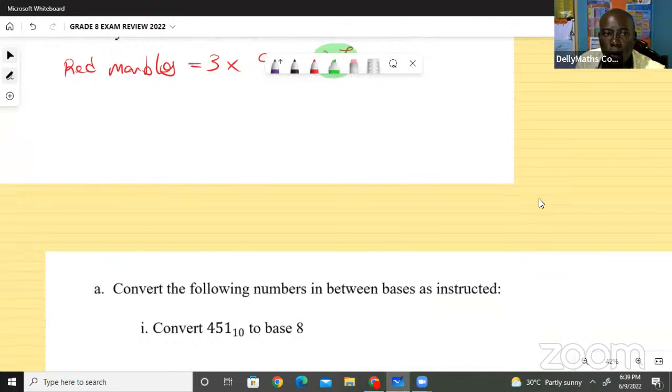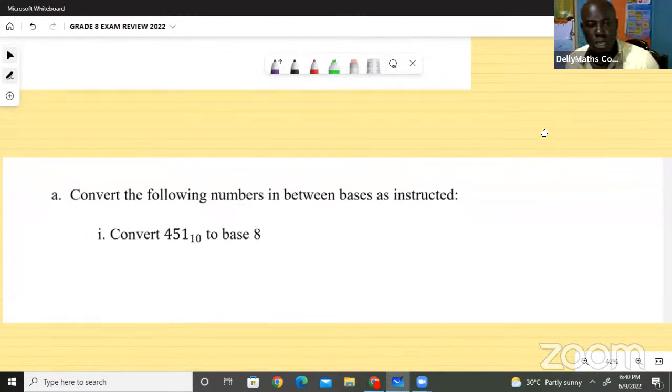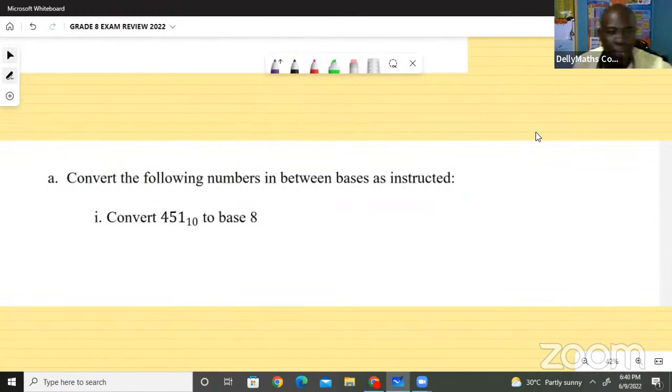All right. Now, another thing that you have to focus on that is coming is number base. So we have to think about the number bases now. What is the number base? If you think you know this answer, go ahead and convert it. What I see here is that we want to convert, or move between bases. So we have this figure here, 451 in base 10, and we want to change that to base 8.